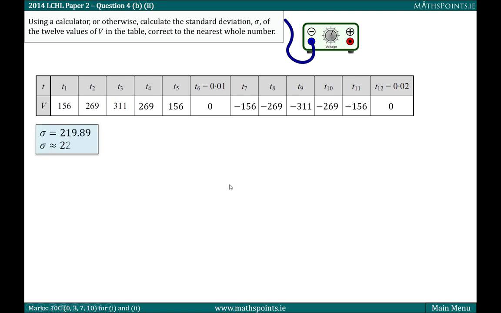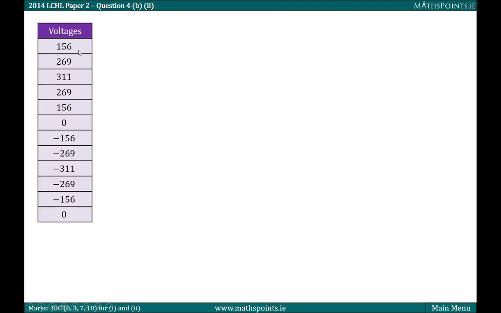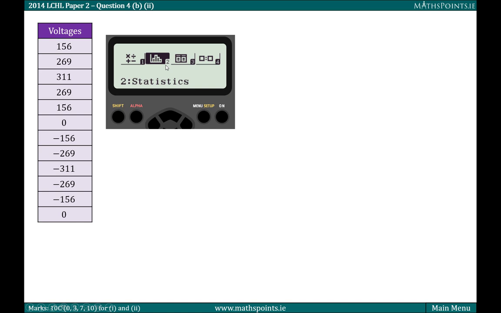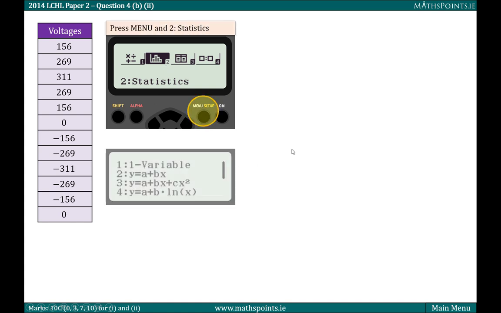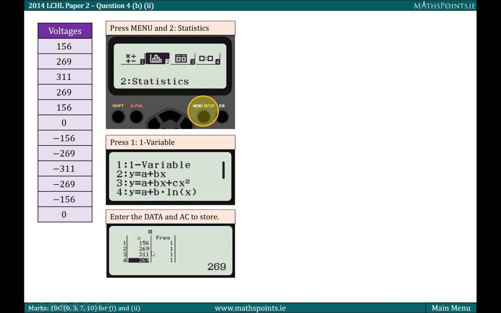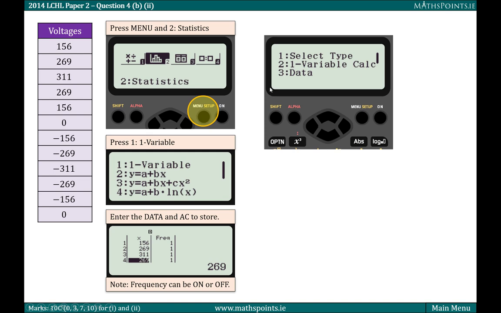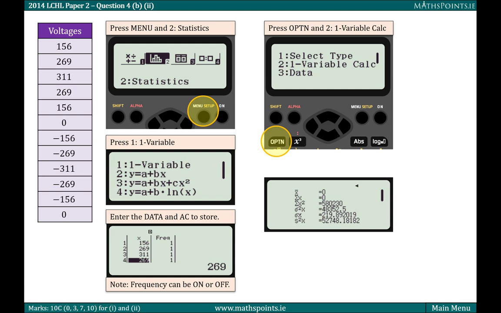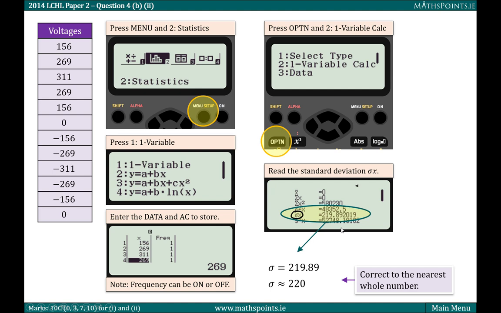So we do that in our calculator. We can see that it's 220. So the mean is 0, but the standard deviation is 220 in this question. So if we go to the voltages, and in our calculator we're going to select 2, statistics mode, to find the standard deviation. We're going to click on one variable. We're only measuring voltage. We're not measuring two things against each other. We're going to enter the data. We are then going to press 2, one variable calculation, and we're going to select the standard deviation symbol, which is this here. And the standard deviation is 219.89, which we said we'd round up to 220. So that's the standard deviation in the question.